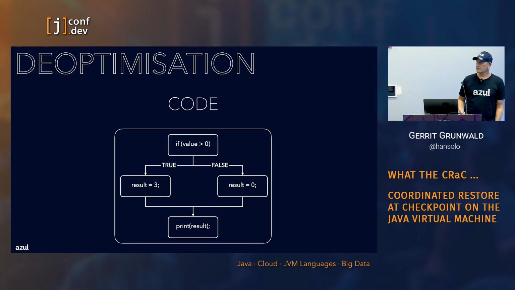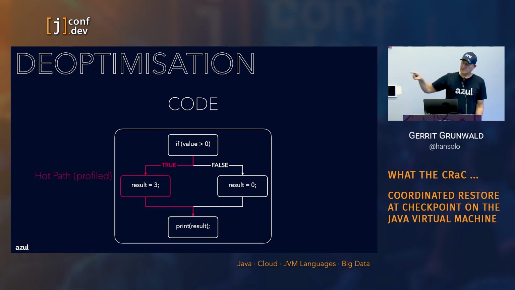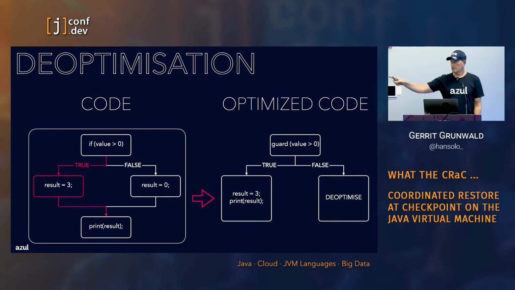De-optimization means, if we have a code block like this, which is just an if-then clause, and we check if the value is greater than 0, and if this is the case, then the result equals 3. Otherwise, the result equals 0. That's the idea. And when we figure out with the profiler that most of the time the value is greater than 0, that means the result is always 3, then it optimizes the code and just says the result is equal to 3, because most of the time it was like that. And this is guarded in the JVM. So that means it's still watching the value.